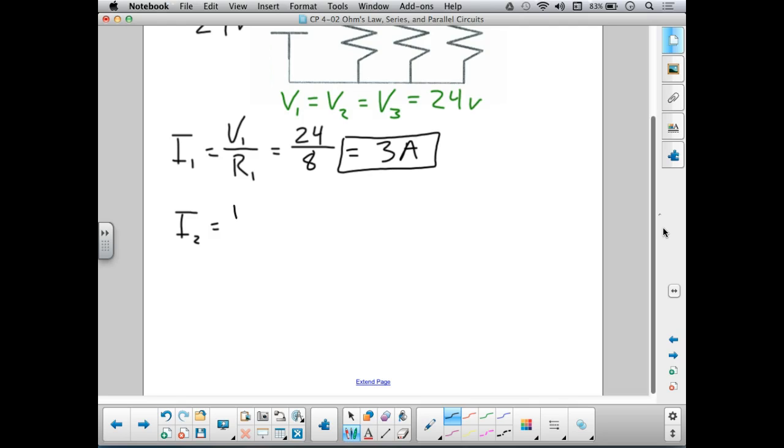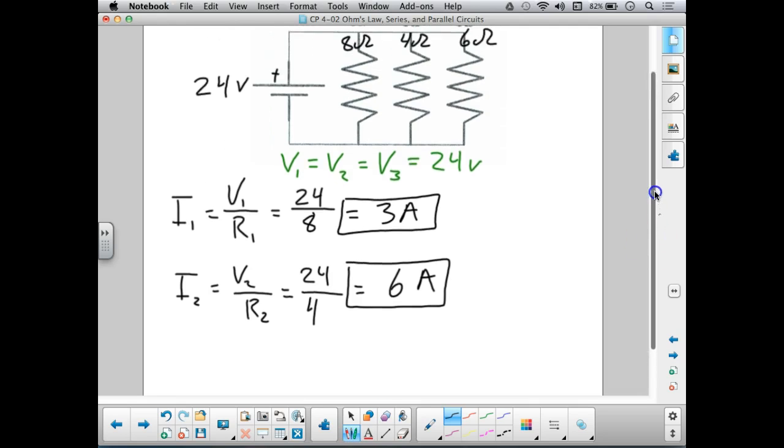Current through path number 2 should be equal to the voltage across path number 2 divided by the resistance of path number 2. 24 volts again. Voltages are easy in a parallel circuit. They're all equal to the same value, which is the voltage of the battery. So 24 divided by the resistance of that circuit, which is 4 ohms. 24 divided by 4 is 6. Units of current are amps. There are 6 amps of current flowing through path number 2.